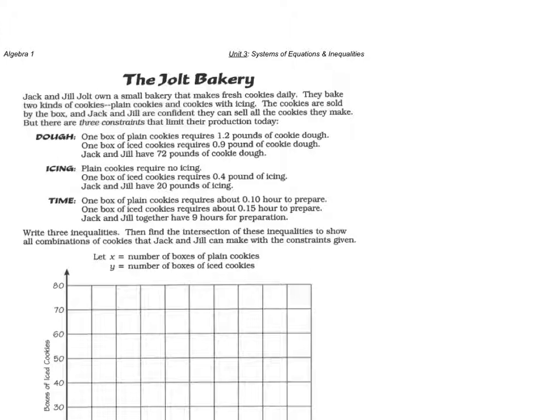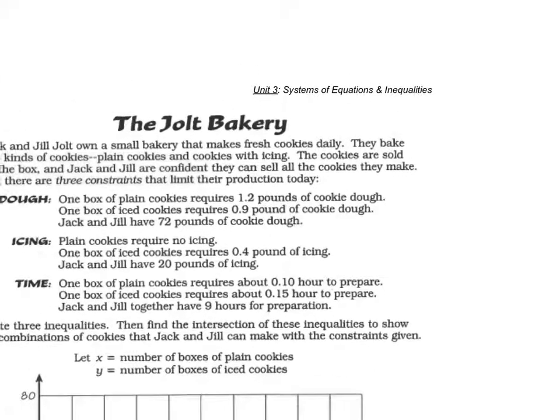One box of plain cookies requires 1.2 pounds of cookie dough. One box of iced cookies requires, okay, so a lot of constraints there. All right, so they're telling us that x is the number of plain and y is the number of iced. So the requirement, one box requires 1.2 pounds of cookie dough.